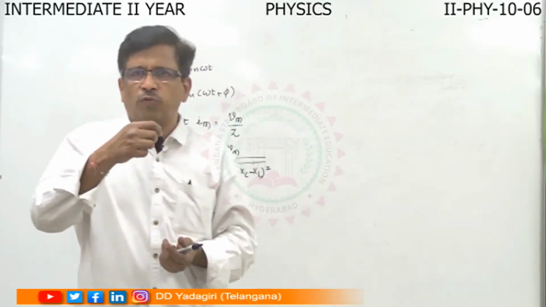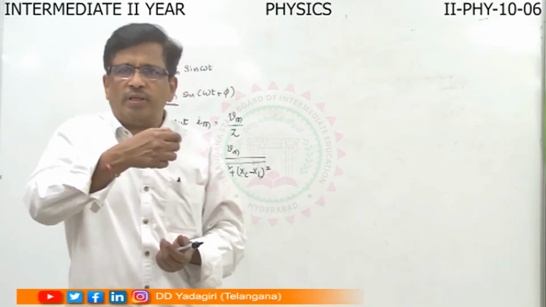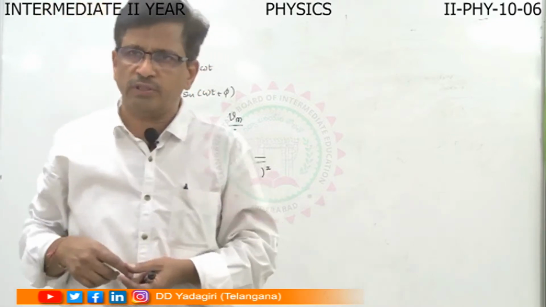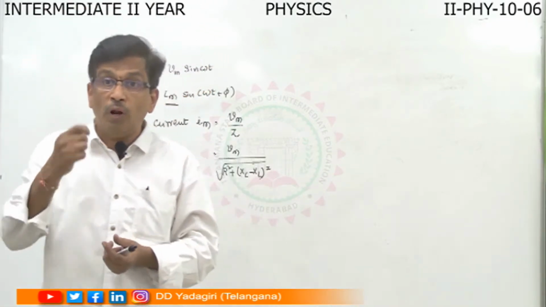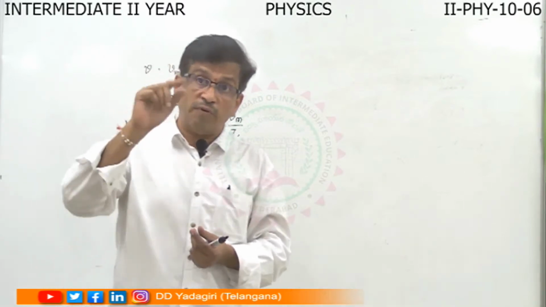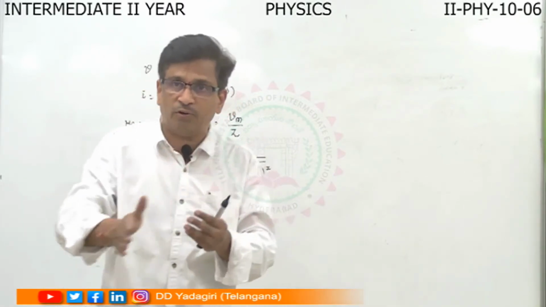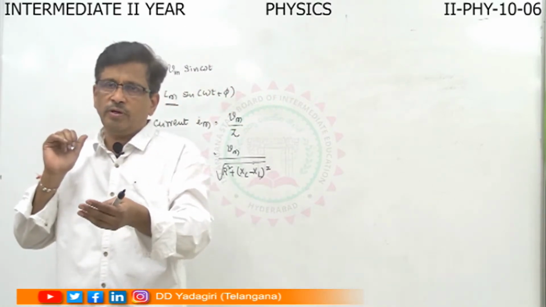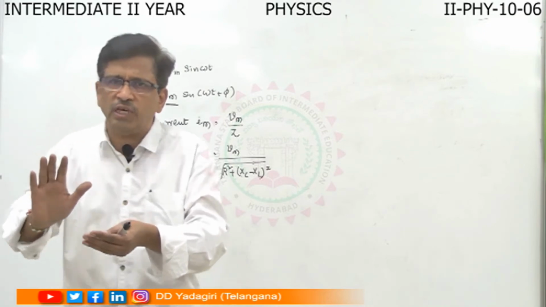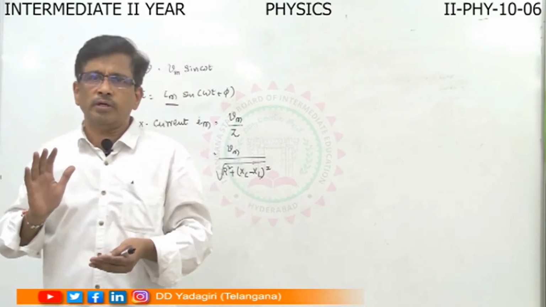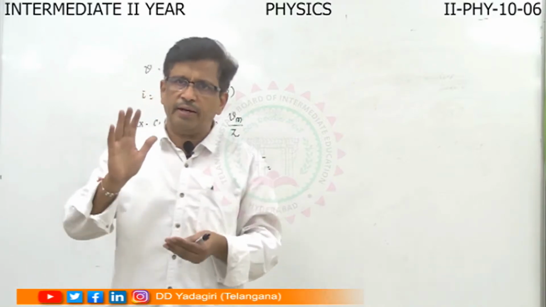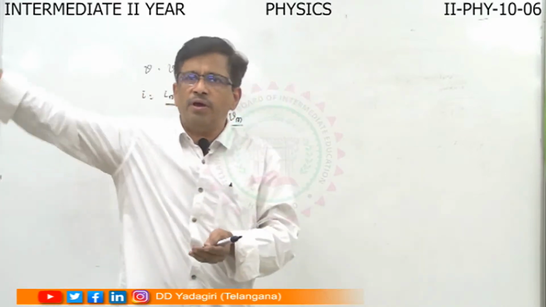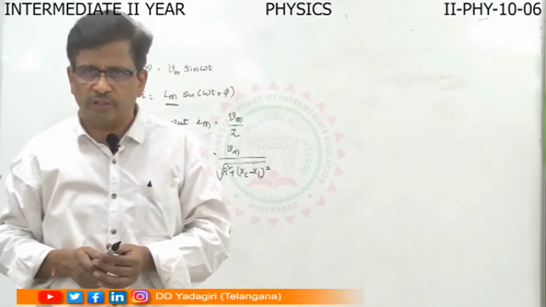Suppose you are pulling the swing. If the pull frequency is equal to the natural frequency of the swing, what happens? Then the amplitude of the swing will increase. So you are pushing or pulling the swing, and if your pull or push is at the same frequency, then you can find the amplitude of the swing will be increasing. That is the phenomenon of resonance.